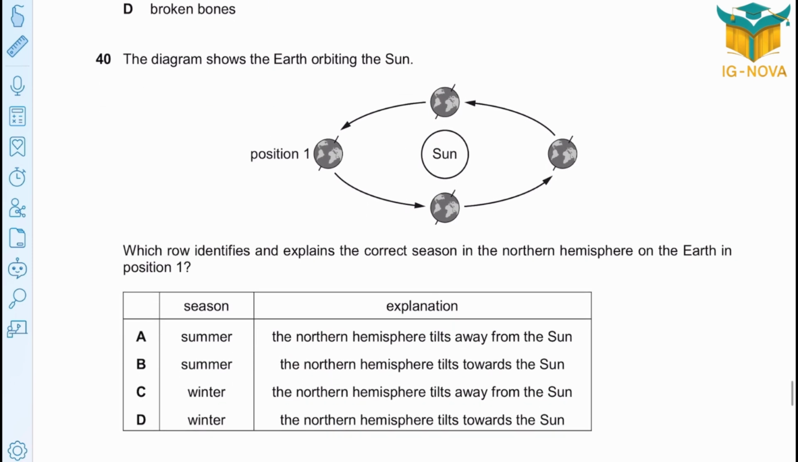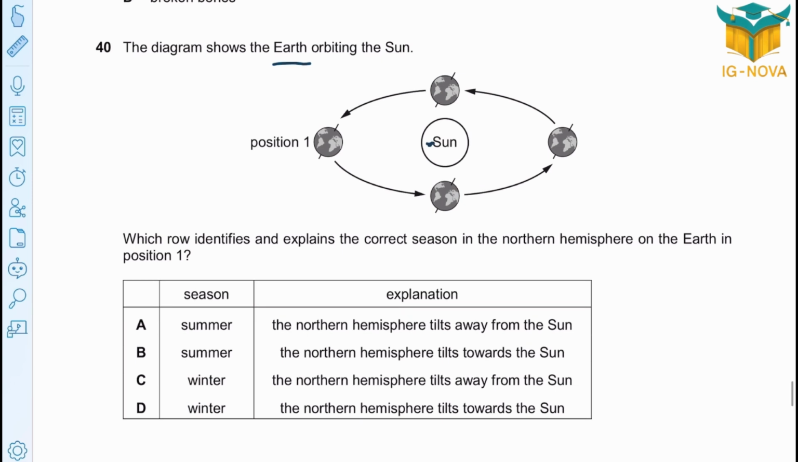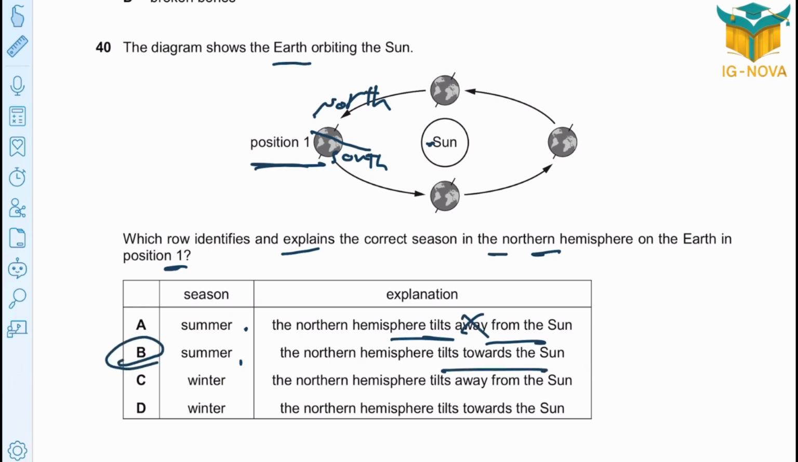For question 40, the diagram shows the Earth orbiting the Sun. Here is the Sun and the normal circulation of the Earth. Which row explains the correct season in the northern hemisphere on the Earth in position 1? In position 1, here, this is the north, and here is south. For the north, the season will be summer, because the northern hemisphere tilts towards the sun, so the correct option is B. And by this, we are done with this paper.